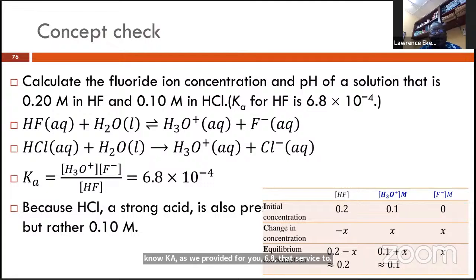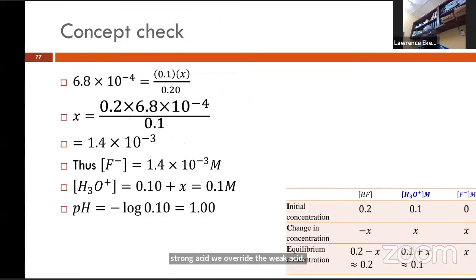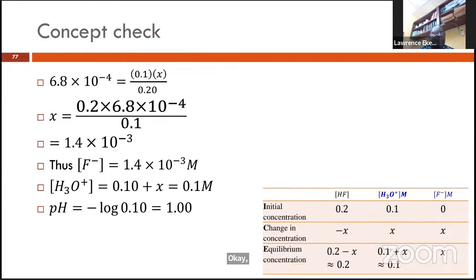Because HCl is a strong acid, we will use the concentration of 0.1, because HCl is a strong acid compared to the HF, which is a weak acid. So we use the concentration of the strong acid because the strong acid will override the weak acid. So we'll use the 0.1 molar. In that case, we have 6.8 multiplied by 10 raised to the power minus 4 for Ka, we have 0.1 multiplied by S over 0.2. So if we work out that equation, you will now have the value 1.4 times 10 raised to the power minus 3. That is the concentration of our fluoride anion, the fluoride ion.